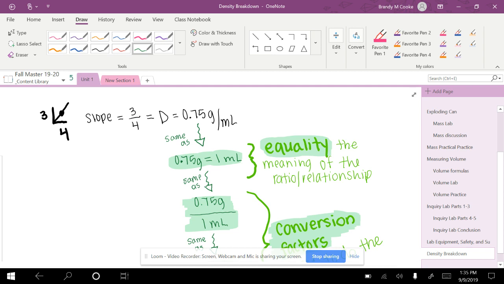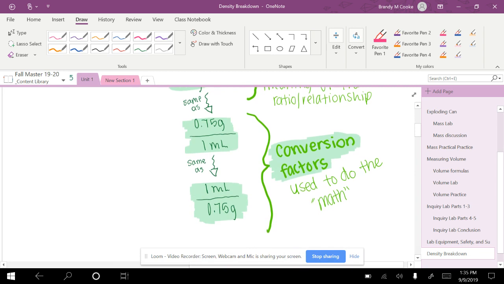Now, the meaning of the relationship is in the equality, and that's the first way that I rewrote it here, saying that 0.75 grams of this mystery substance is equal to 1 milliliter of volume of that substance. And because these things are equal to each other, well, now we can use them as conversion factors, and these are what we use to do the math.